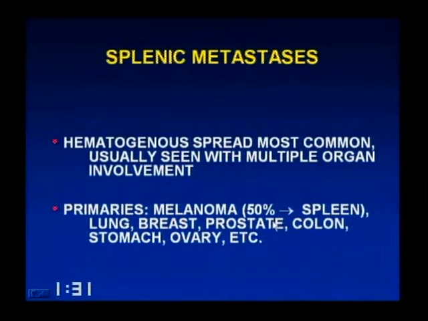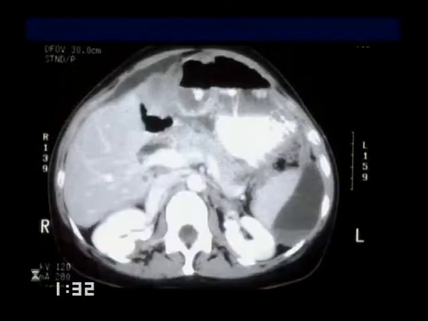And just a final word about metastases. When you have splenic involvement, you almost always have liver involvement. So look, common ones that do it are melanoma, lung, breast, prostate, colon, stomach, and ovary. Here's an implant, metastatic, with a fluid level on the surface of the spleen.